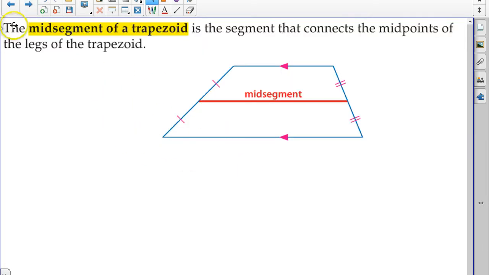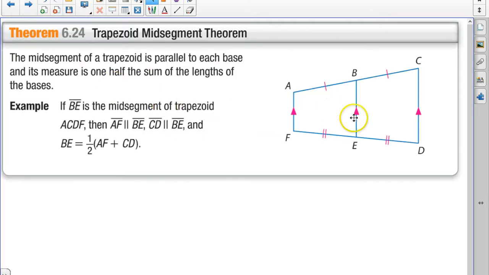Another definition is the mid-segment of a trapezoid. The mid-segment is the segment that exactly connects the two midpoints of the legs of a trapezoid. The mid-segment has its own theorem as well, and it is this one. If you have the mid-segment of a trapezoid, meaning you have the midpoint of both legs connected together to make a new segment, it has two parts to it. One, it is parallel with the two bases. So all three of those segments are parallel.